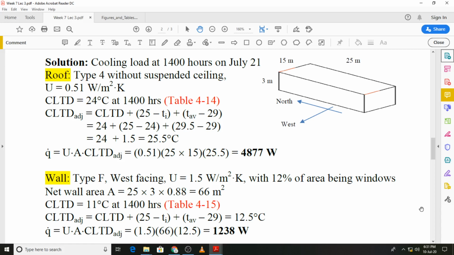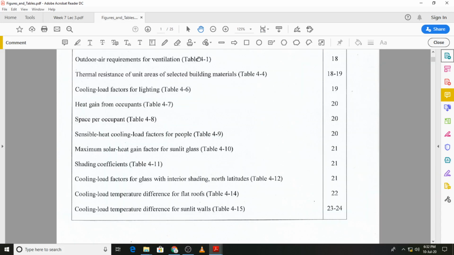So the equation that we will finally be using is Q dot equals UA CLTD adjusted, and before we are able to do that, we need the value of CLTD from table 4-14. I will go to that table, and you will see how we make use of it to find the CLTD value. You can see that we have tables 4-1 to 4-15 which all relate to the cooling load calculations. In addition to that, when we find out the cooling load, we will also at some point need to find values from the psychrometric chart.